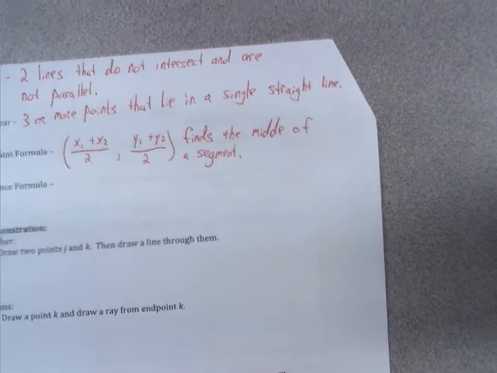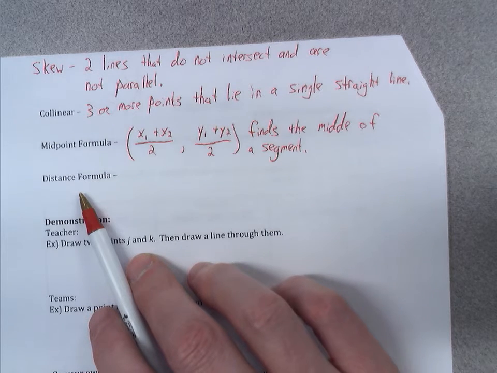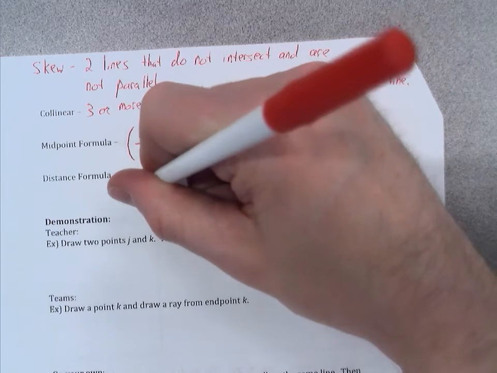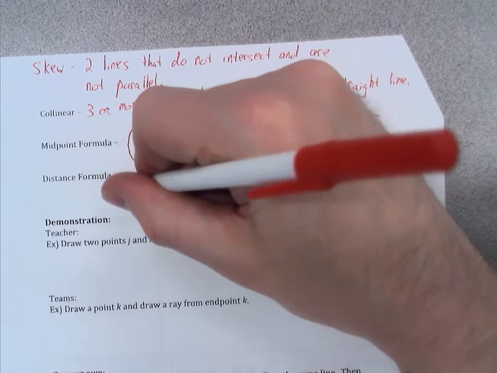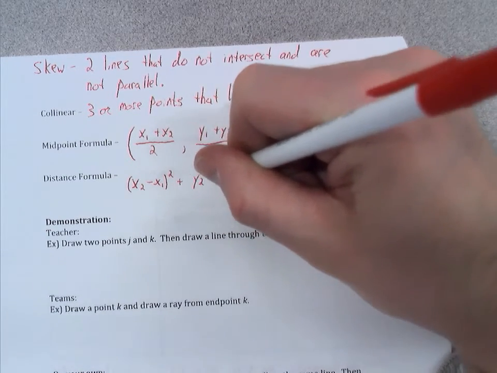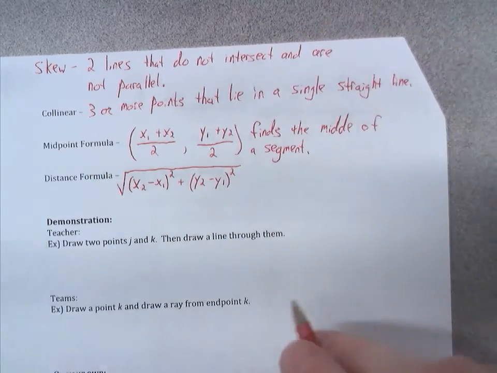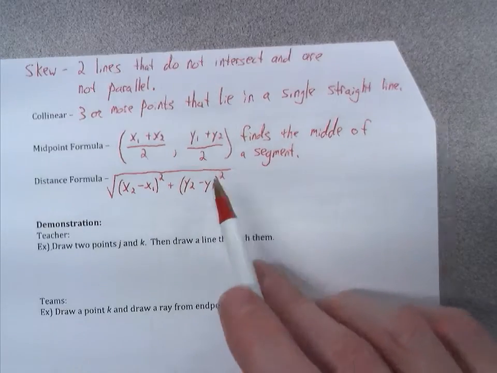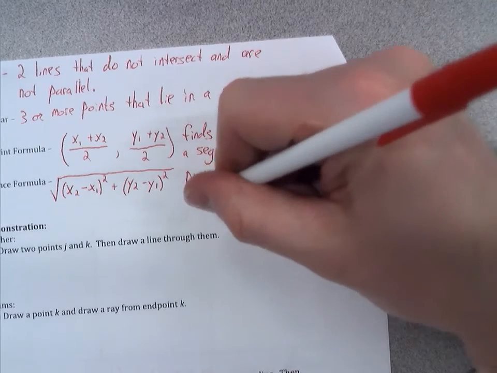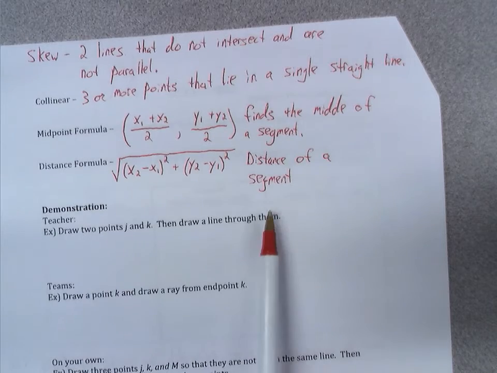Okay. All right. Next we have the distance formula. What the distance formula is going to do is it's going to allow us to find the distance of a segment. And the way that works is we have x2 minus x1, and that value is squared, plus y2 minus y1, and that value is squared, and we take the square root of all of those terms added together. Okay, so again, it's the distance of a segment. That's what the distance formula will allow us to calculate, the distance or length of a segment line.